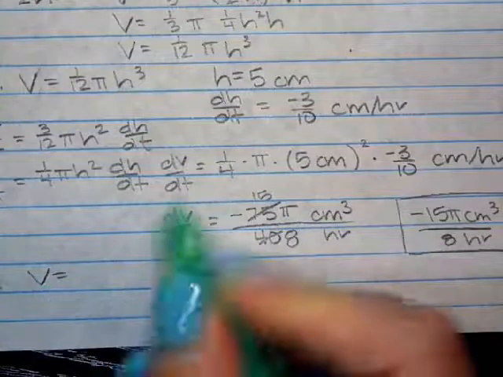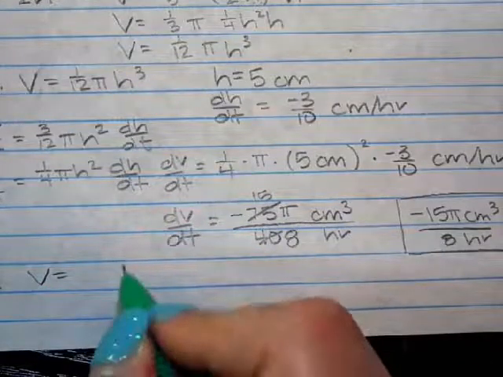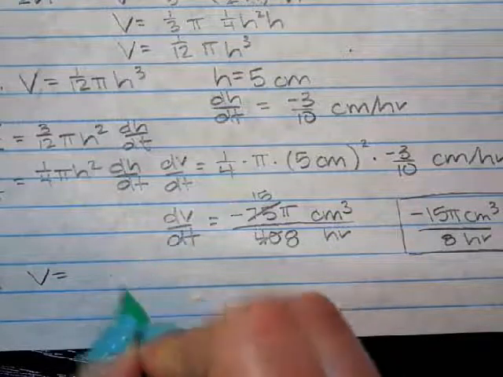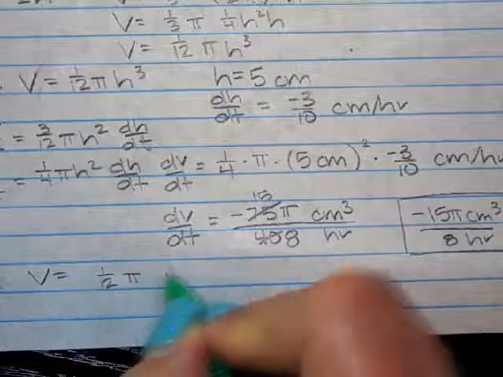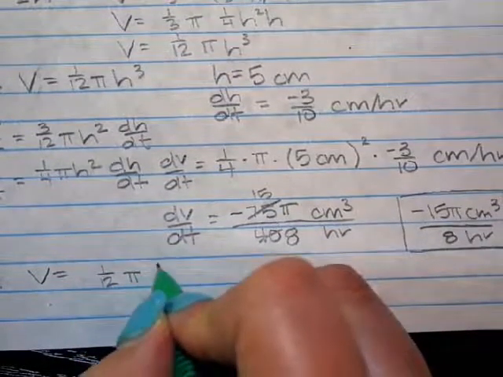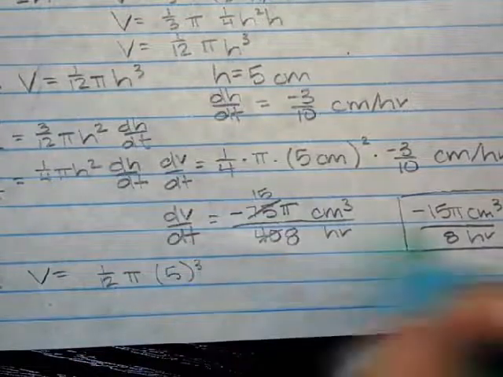It's 1/12 pi h to the third, which would be 5 to the third. I'm so sorry, 5 to the third is 125.